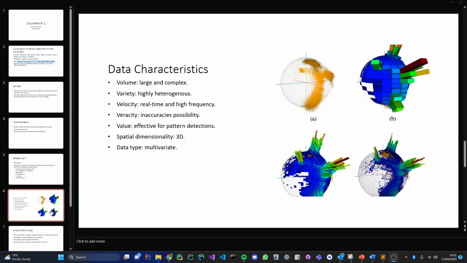When it comes to veracity, there are still some inaccuracies in sensors, missing data and outliers, so data needs to be pre-processed as told in the previous section. When it comes to value, it can be described as a high scientific value for pattern detections in animals. The spatial dimensionality is 3D, as shown in the picture on the right hand side. The data types are multivariate.